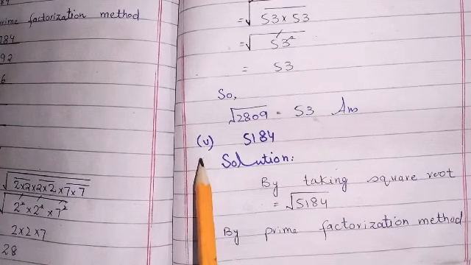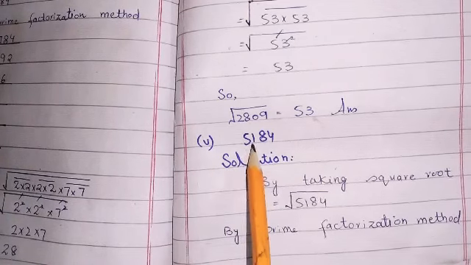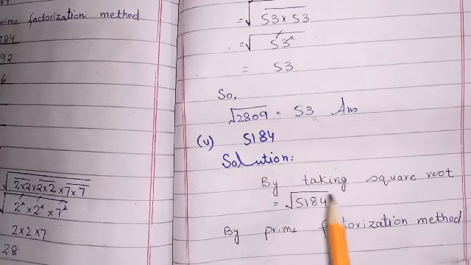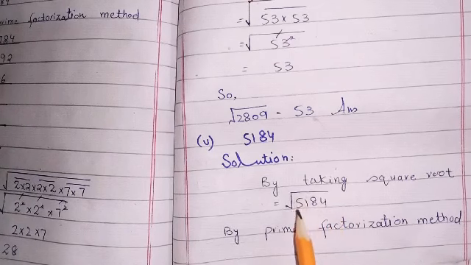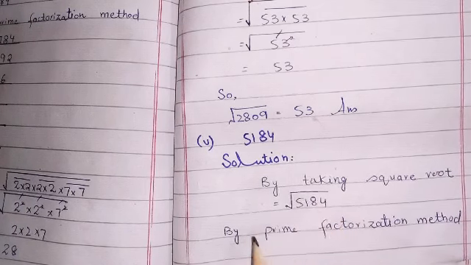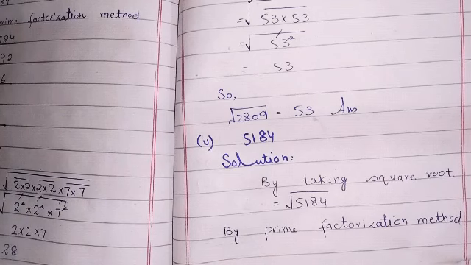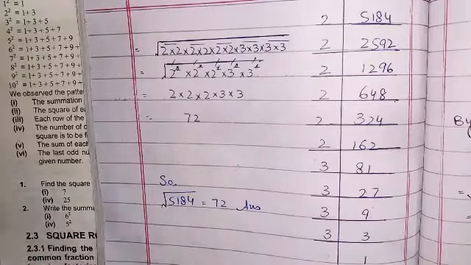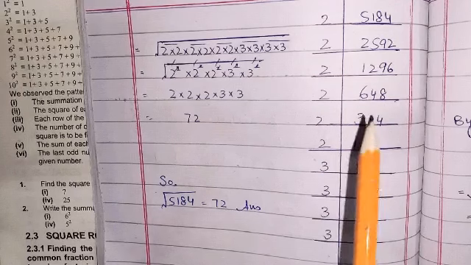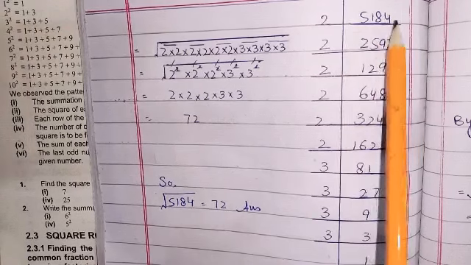Now students, here is our 5184. First we will take the square root of it, the square root of 5184. Now students, we will find out the prime factors of the number. Here are the prime factors of 5184.